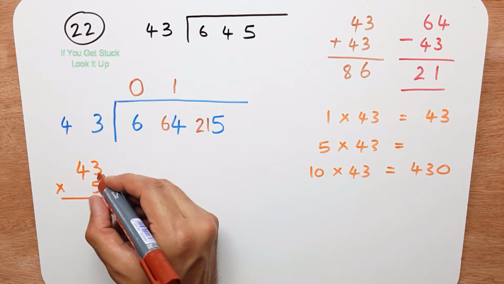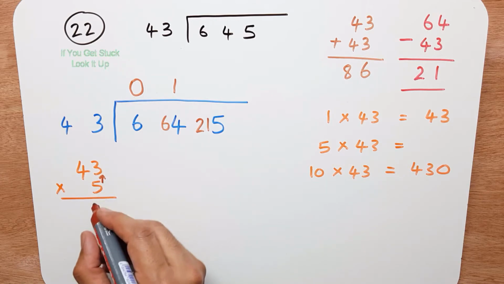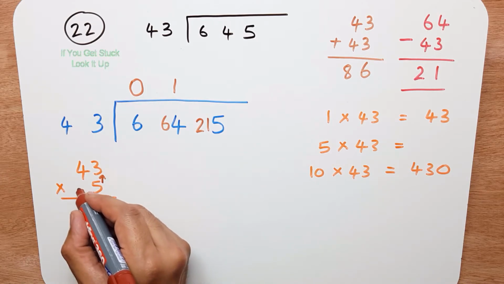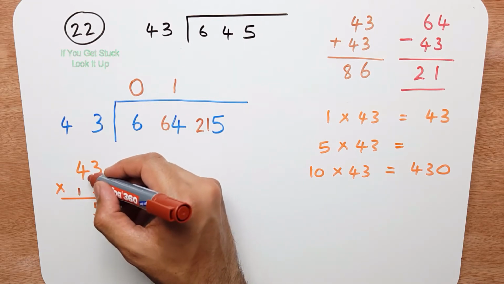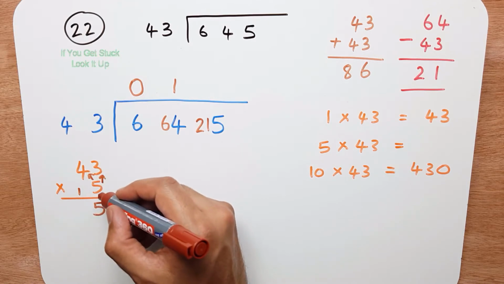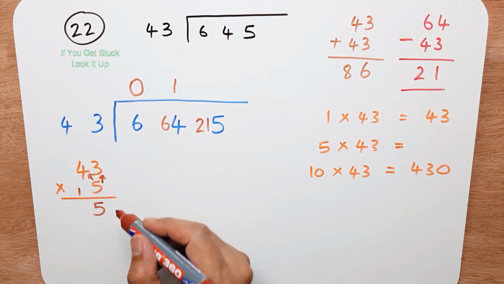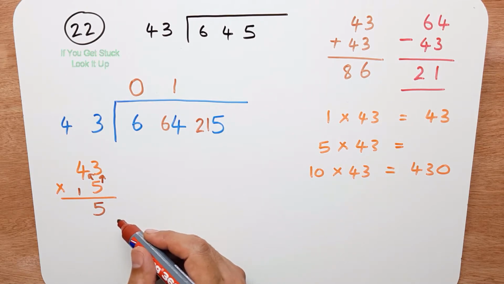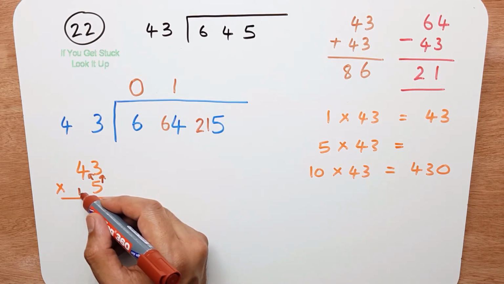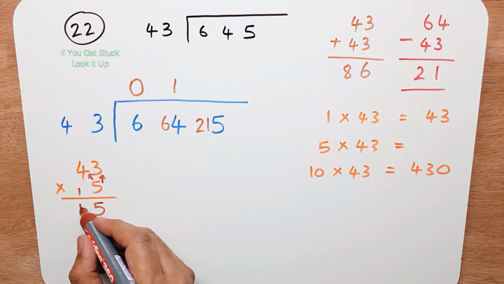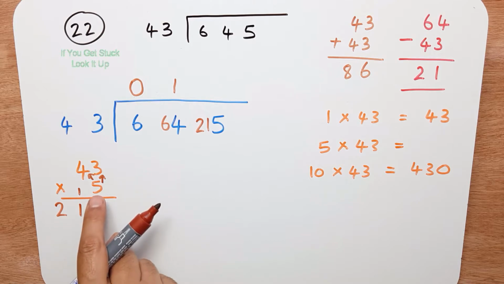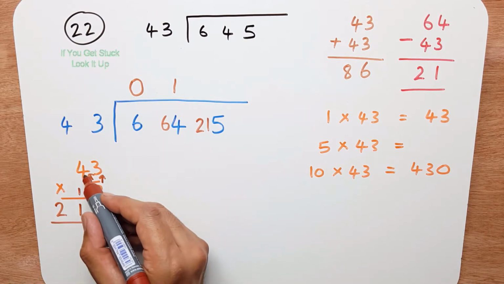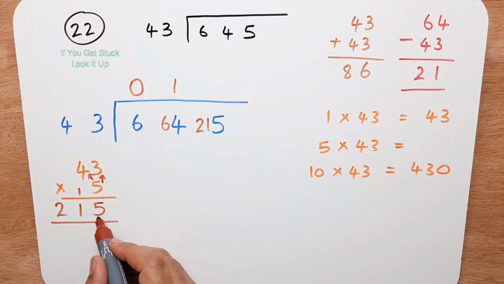So 5 times 3, I'm going to do that first, is 15. I put the 5 here and I carry the 1 over to the next column. Now I have to do 5 times 4. So 5 times 4, I know is 20 because I know my 5 times tables. And now I need to add this one, which I've carried over. So 20 plus 1 is 21. I put the 1 down and I carry the 2 over into the next column. I can write it straight down because I've finished. So 43 times 5 is 215.